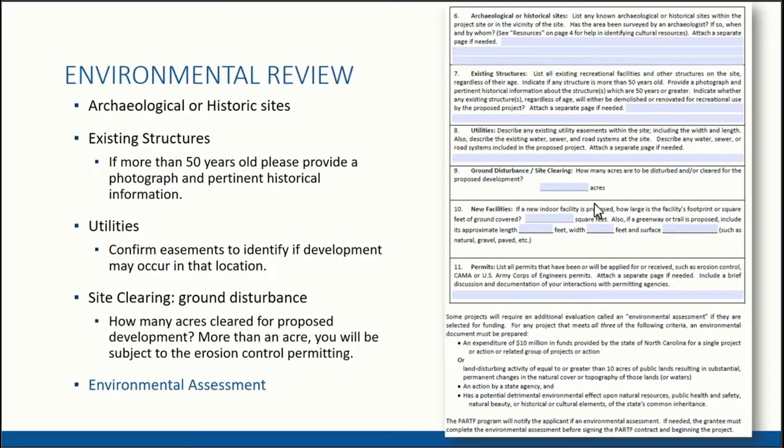New facilities, you want to make sure if an indoor facility is proposed, how large is that footprint? Or how many square feet or ground is covered? List that here. If it's a greenway or trail that is proposed, what's the approximate length? How wide do you propose it be? And what's the surface? Is it natural surface? Are you paving? Are you doing concrete? List that information on there. All this helps in the review and also helps you be fully prepared as you get your cost estimates together and understanding the site and its suitability for a public park.